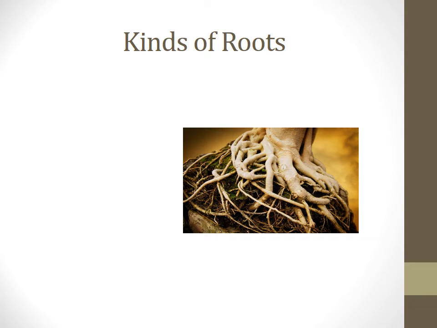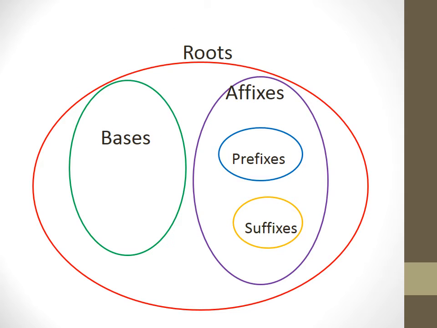So there are multiple kinds of roots. There's the base root word, and then there's also what we call an affix. These are the two categories that are roots. Notice the Venn diagram. Both bases and affixes are all roots. Affixes, however, can be broken down into two more categories called prefixes and suffixes.